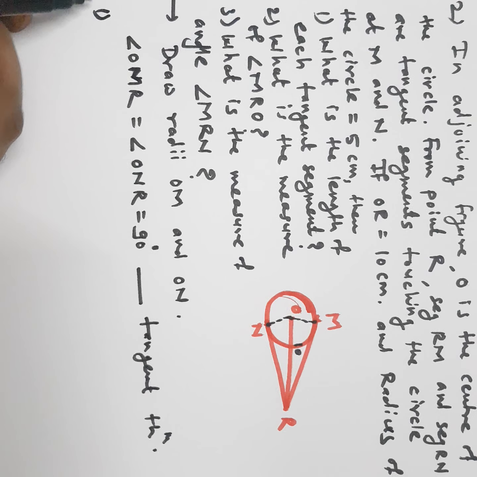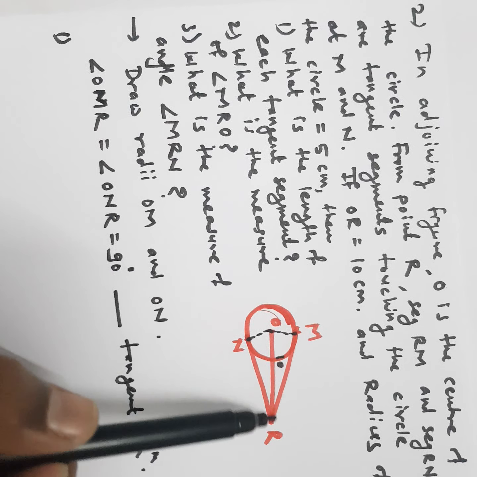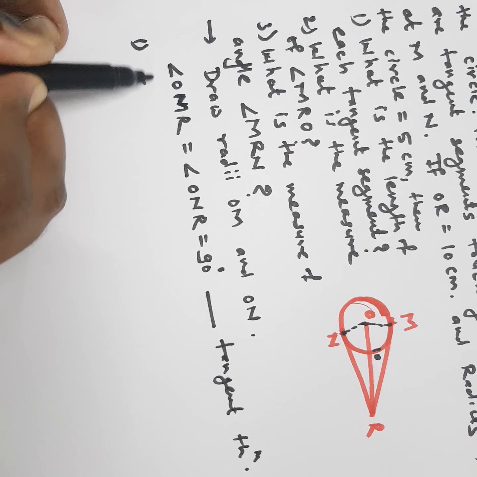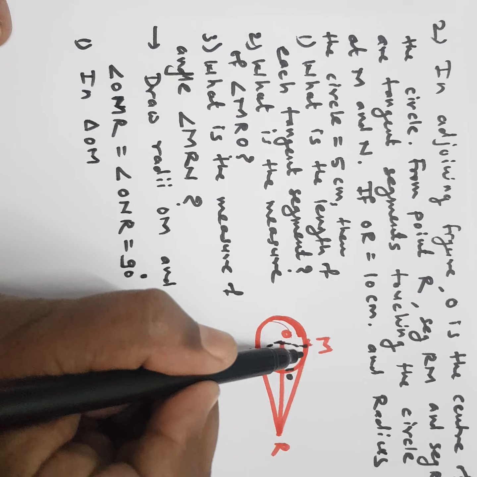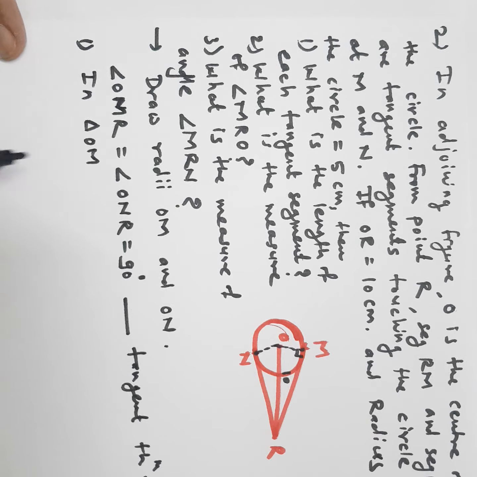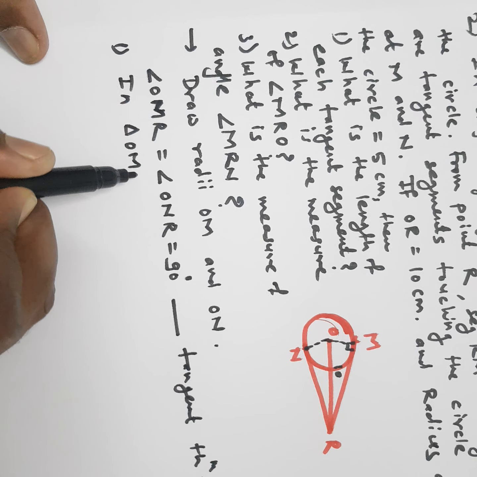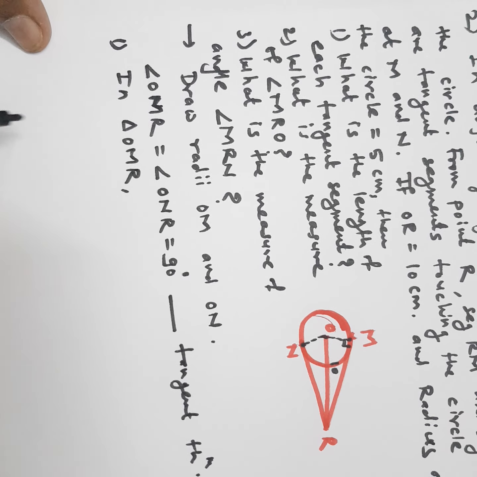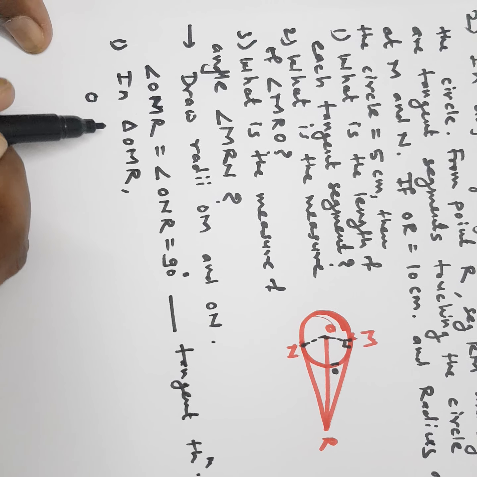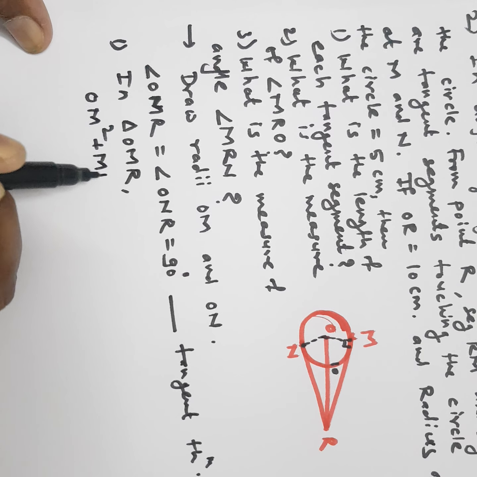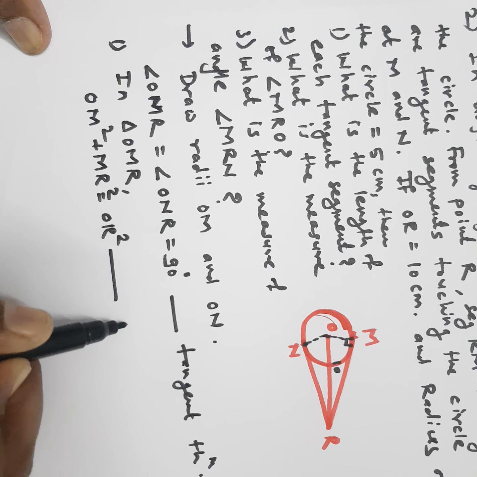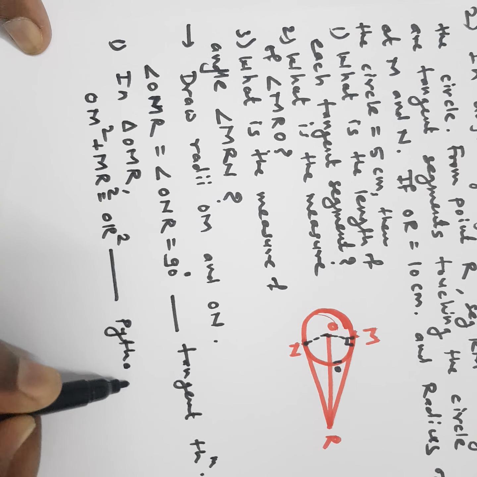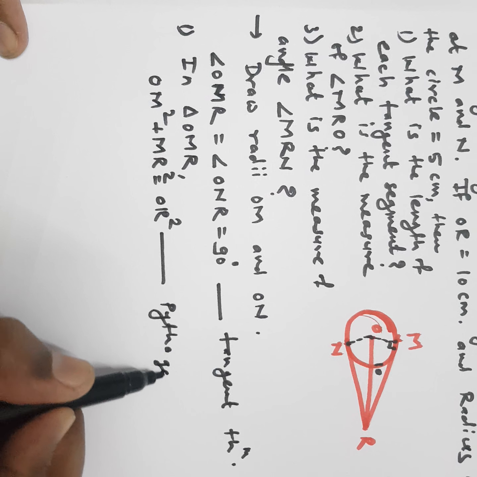Now, to find the length of each tangent segment, in triangle OMR, angle M is 90 degrees. In triangle OMR, OM square plus MR square is equal to OR square. It is the Pythagoras theorem.